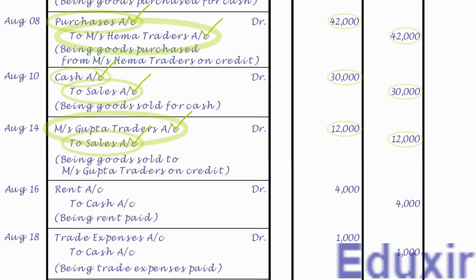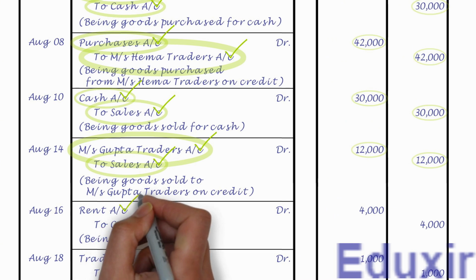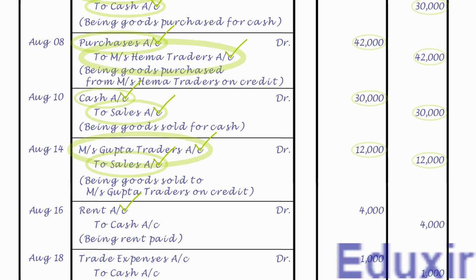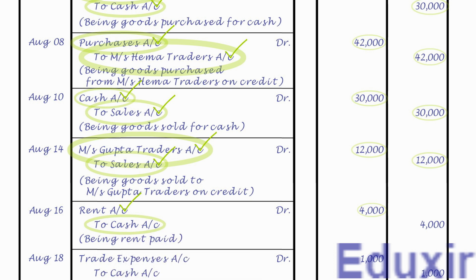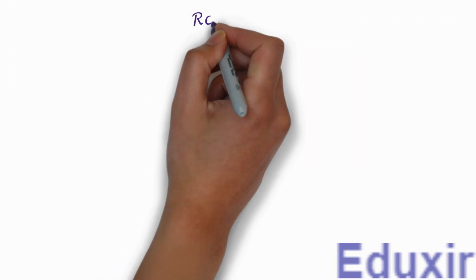As the name suggests, it needs to be posted on the debit side of the rent account and the debit amount is 4,000 rupees. Note that the details that need to be posted into the particulars column is cash account. For posting this entry, we need to create a ledger account for rent as it is not yet created. Let us first write the title as rent account.